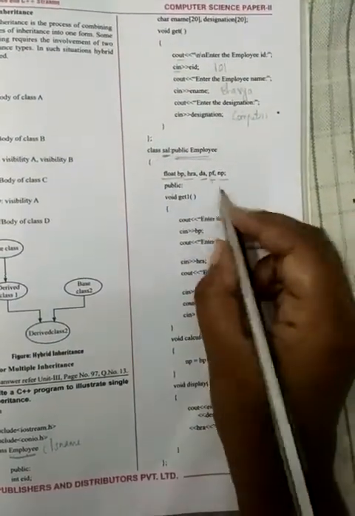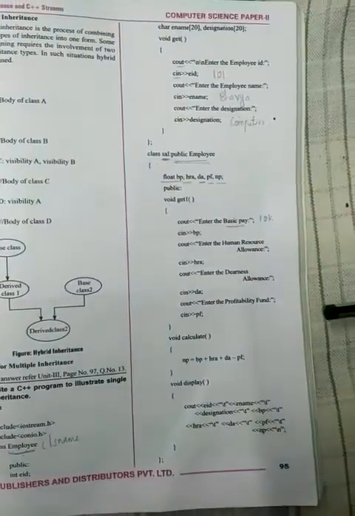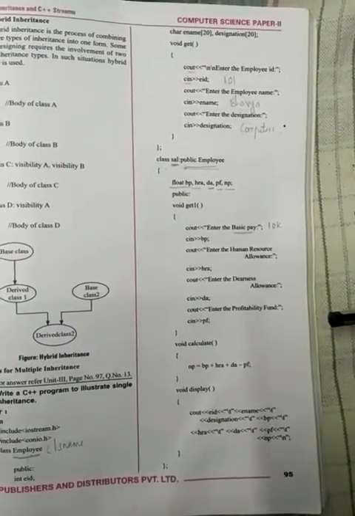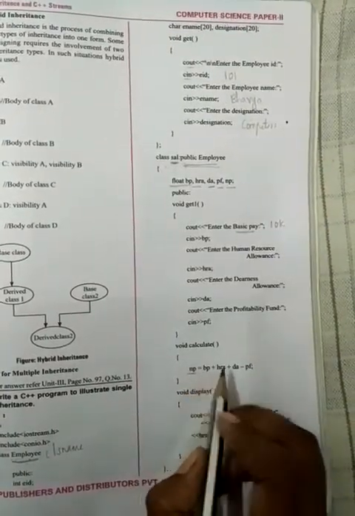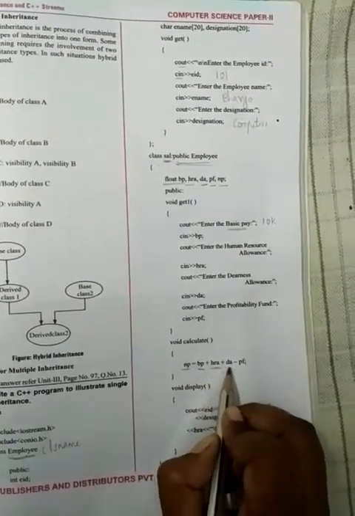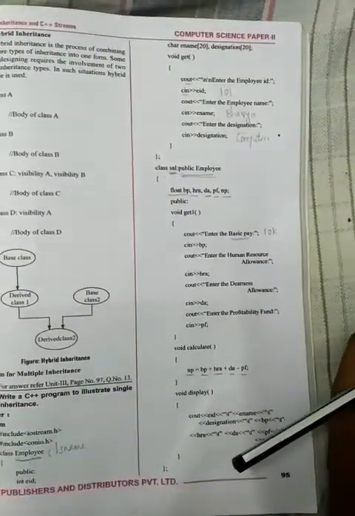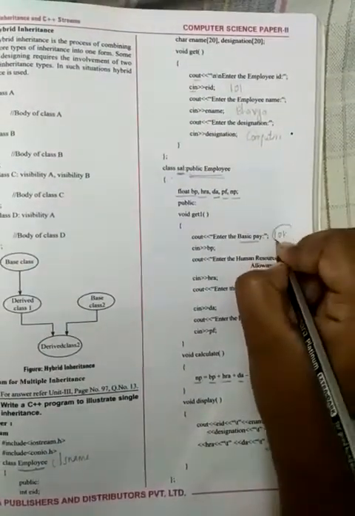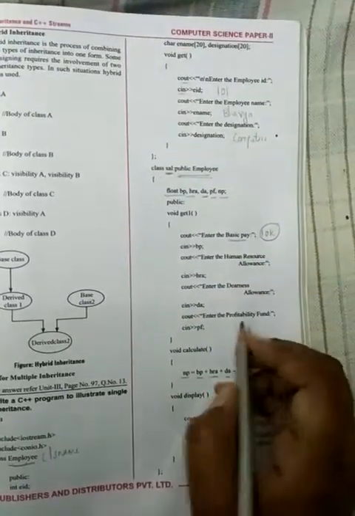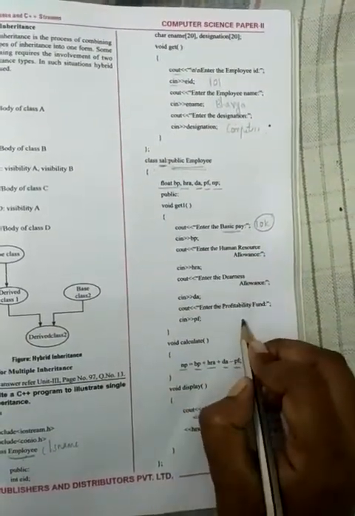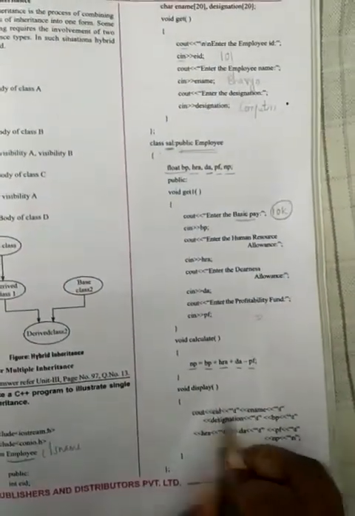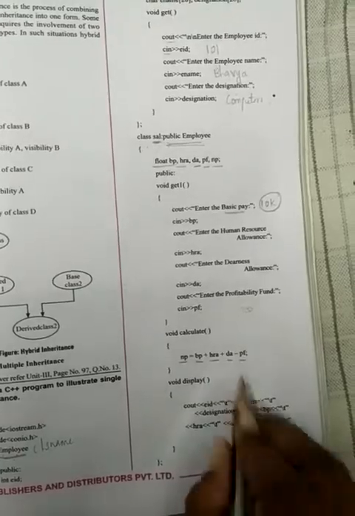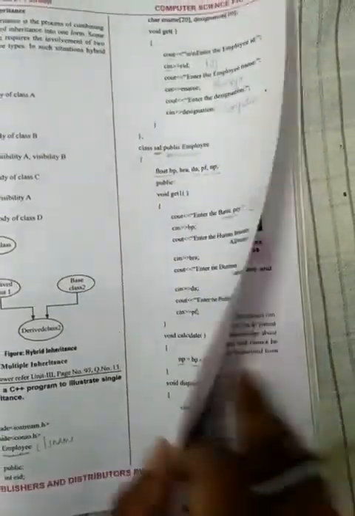And np, the net pay, at last adds up whatever you have in bp, hra, da and pf. You can see np equals bp plus hra plus da minus pf. In this 10k we are removing the provident fund. Then you can display the employee id, employee name, and whatever information they have.